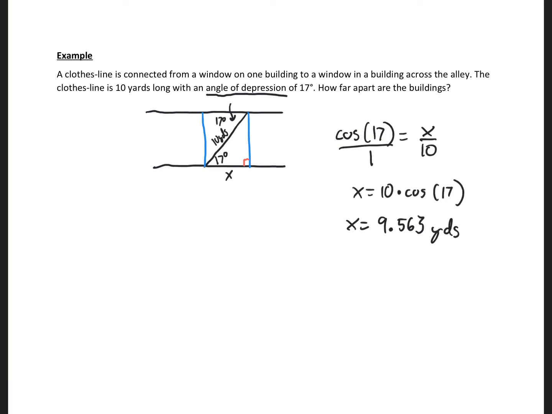It's very important when dealing with angle of depression problems. Make sure you use the correct angle. This is the angle of depression. Then switch it to the angle of elevation.